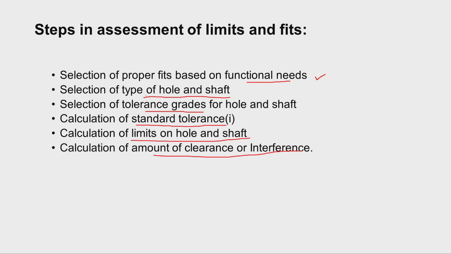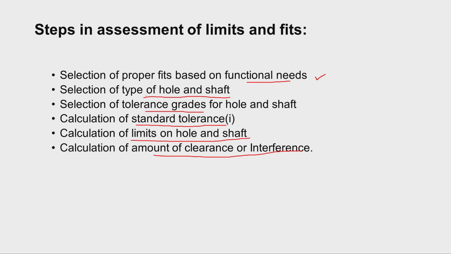And then, once we find the limits for hole and shaft, we can calculate what is the maximum amount of clearance, what is the minimum amount of clearance if it is clearance fit. And if it is interference fit, what is the maximum interference, minimum interference, and if it is the transition fit, what is the maximum interference, what is the minimum clearance, such things can be calculated. And once we calculate all these things, we can prepare the drawing, we can mention all the tolerances, etcetera, and that drawing can be supplied to the manufacturing unit for the making of the products.